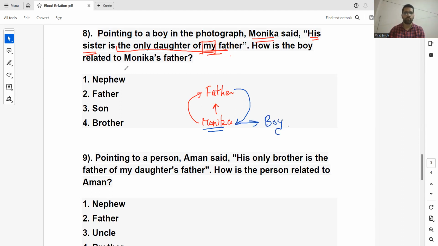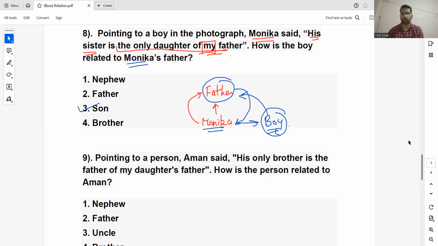So how is the boy related to Monica's father? The father is the father of that boy, and that boy is the son of the father. The boy will be the son of Monica's father.